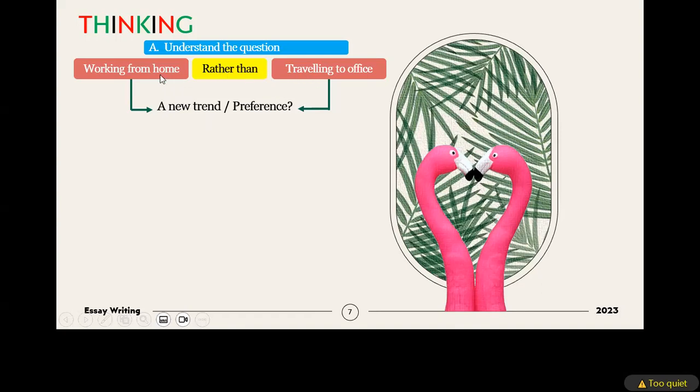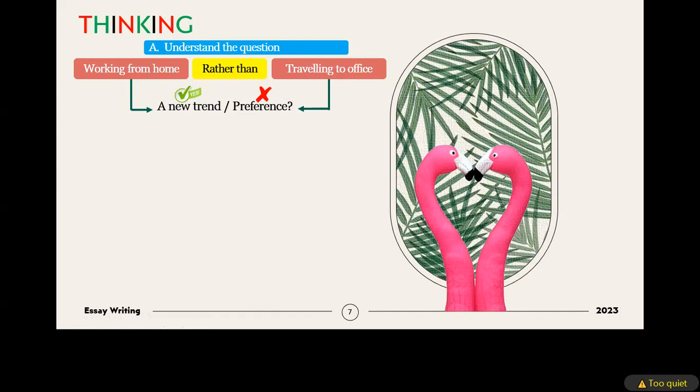Now look here, so this is the prompt that I have: working from home rather than traveling to office. Here we don't have any preference, يعني ما عندنا تفضيل. For example, if you say it's a new trend but it's not a preference, لانه البرومبت ما قال لي هل تفضل. No, they never said this. They mentioned something which is already established.